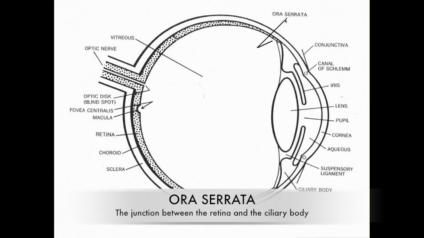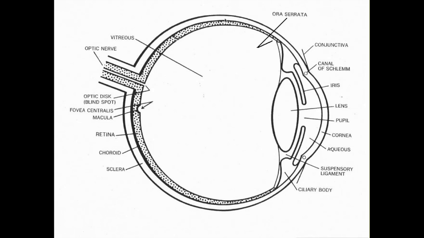The ora serrata is where the retina meets up with the vascular tunic, or the vascular layer, coming back from the ciliary body. It has a serrated edge. Its main function is to secrete the aqueous humor and provide nutrients to the internal structures of the eye.